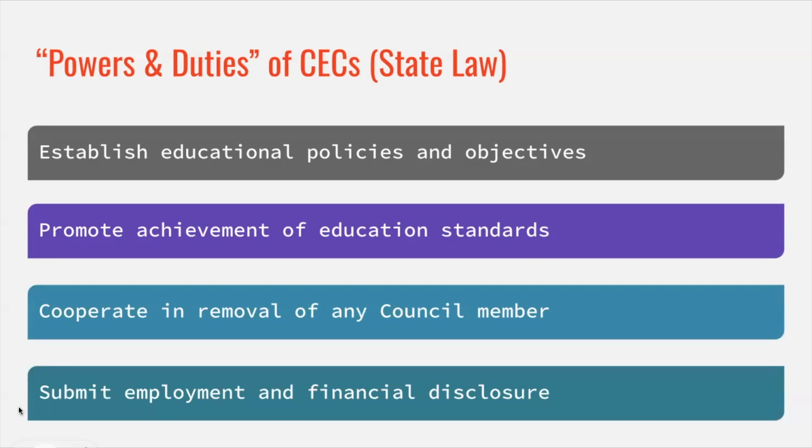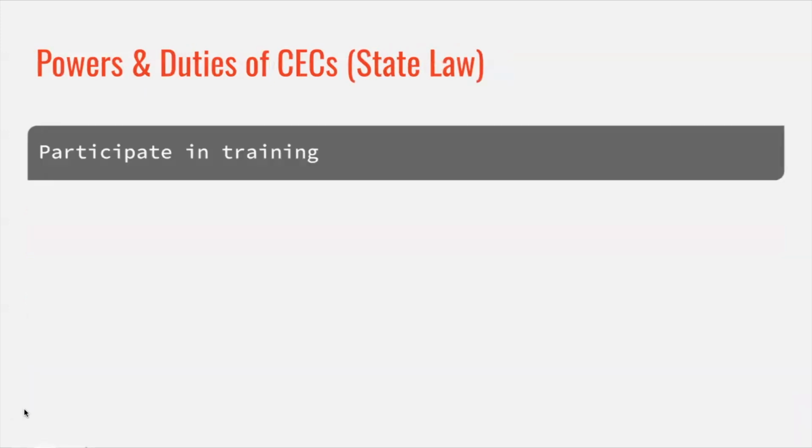Submitting employment and financial disclosure is actually two separate sections under 2590E, and together they cover 9 long paragraphs. While some of the other sections in 2590E only have a short paragraph or just one long paragraph. So it's interesting to see how much energy the legislators put into these anti-corruption type clauses under the law. Then it actually talks about training requirements for community education council members.